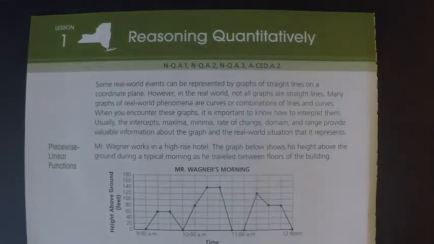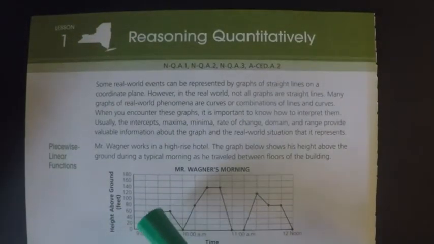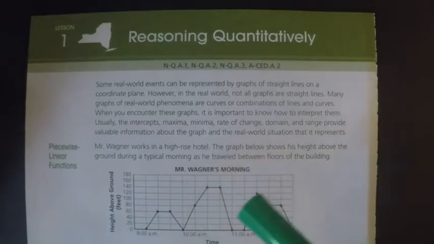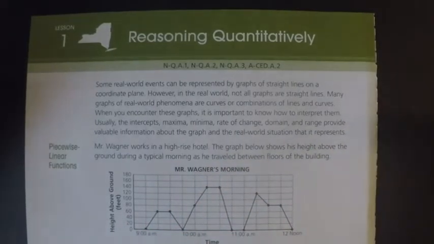All right, so today we have lesson one, reason quantitatively. Today we're going to take a look at three different ways to model real life situations using three different functions. So the first one we're going to look at is our piecewise linear function. As you can see, we have a graph down here and it's made up of many different line segments. Some of them are increasing, some of them are remaining horizontal. We have decreasing line segments as well.